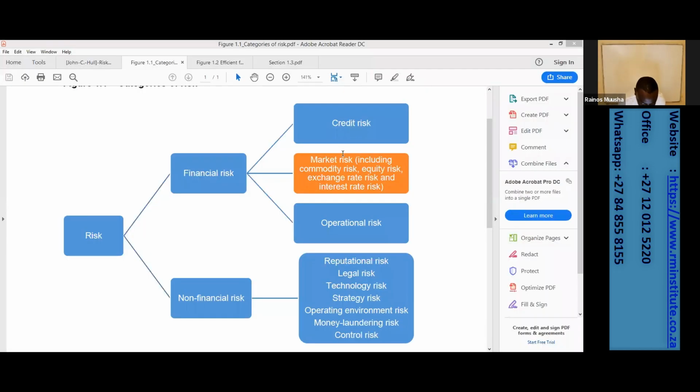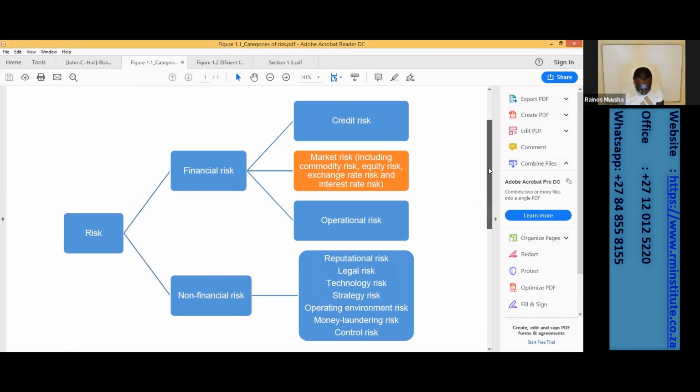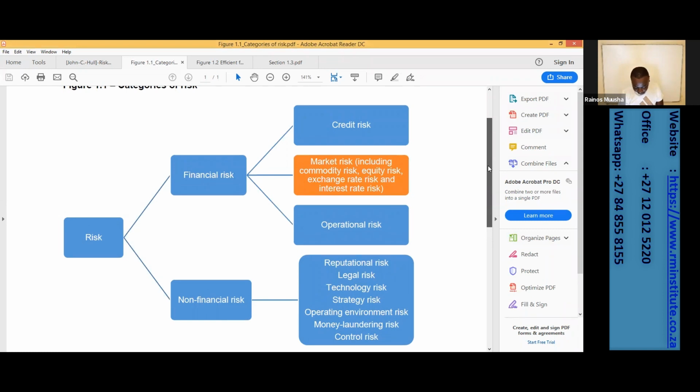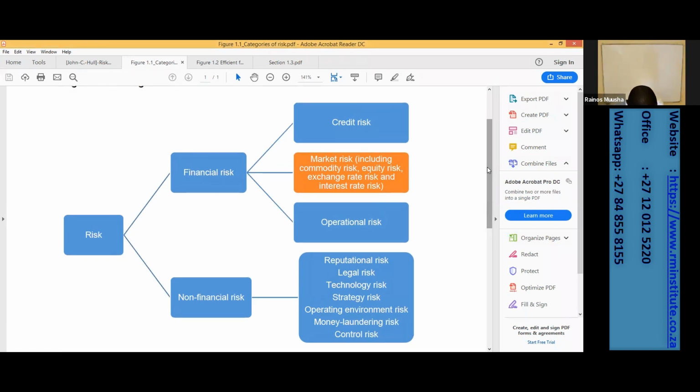So this is figure 1.1, which shows us the different components which make up the risk, and you see that risk is categorized as either financial risk or non-financial risk. Typical examples of financial risk would include credit risk, market risk, and operational risk. Then the other components of risk, the non-financial risk, would be comprised of reputational risk, legal risk, technological risk, strategy risk, operational environment risk, money laundering risk, and control risk as well.